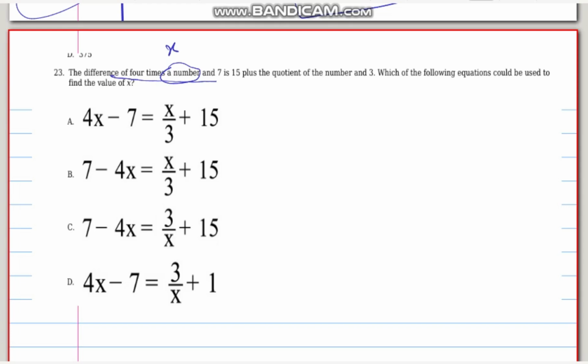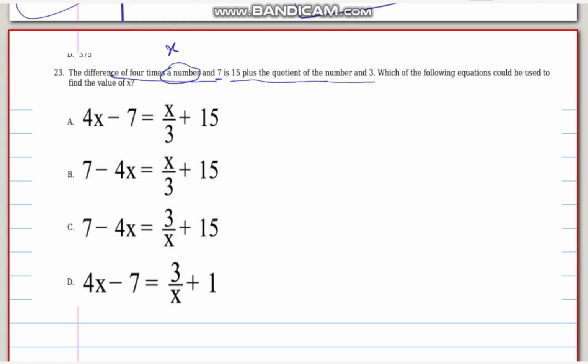This is a very important point of the question. We don't know the number, so I suppose it's x. So the difference of four times a number x and seven is 15 plus the quotient of the number and 3. Again, I want to highlight, it's the quotient of the number and 3.